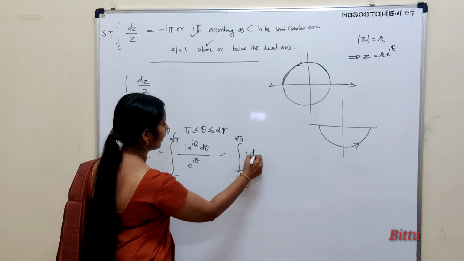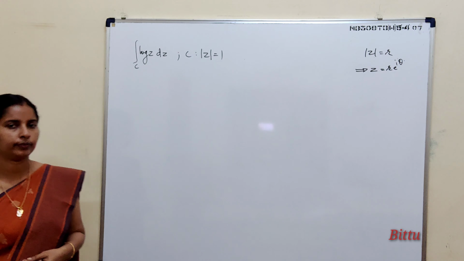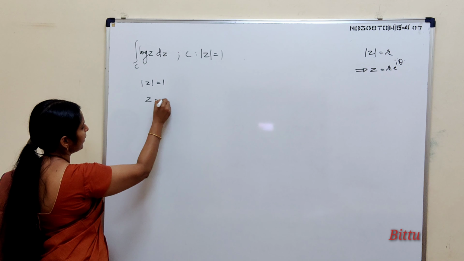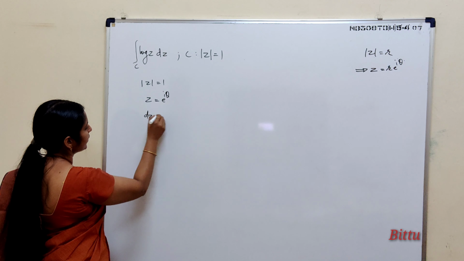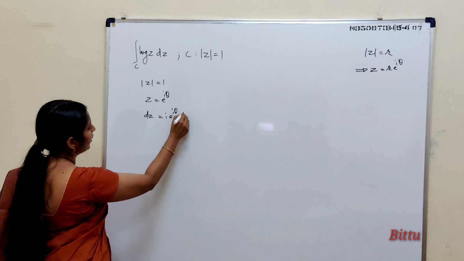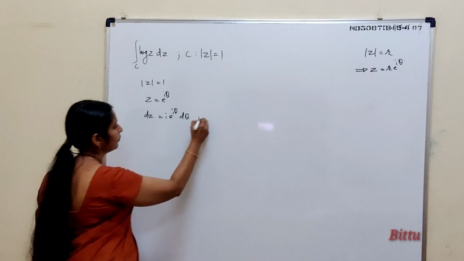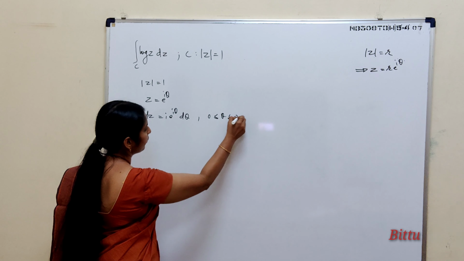Let me evaluate another interesting question. Integral over C of log z dz, where C is mod z equal to 1. Here mod z equal to 1, so z is e raised to i theta and dz is i e raised to i theta d theta. See, the integration is over the unit circle, so theta varies from 0 to 2 pi.